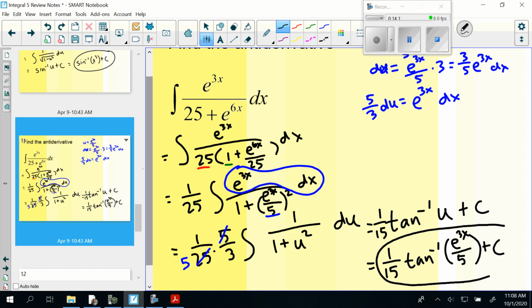That one was a little bit harder because you had to do some dividing. So if there's ever a number other than 1 here, factor it out first to make it 1 and then figure out what's being squared.